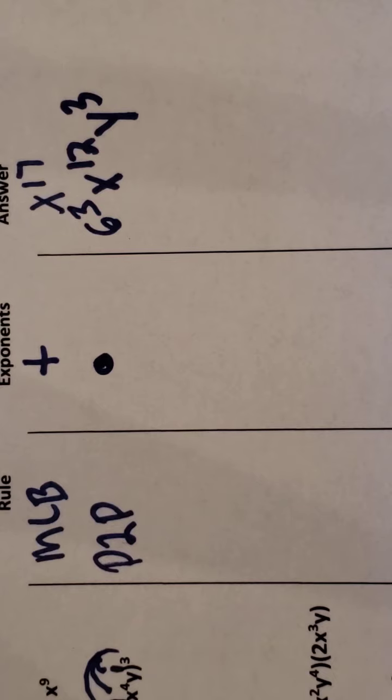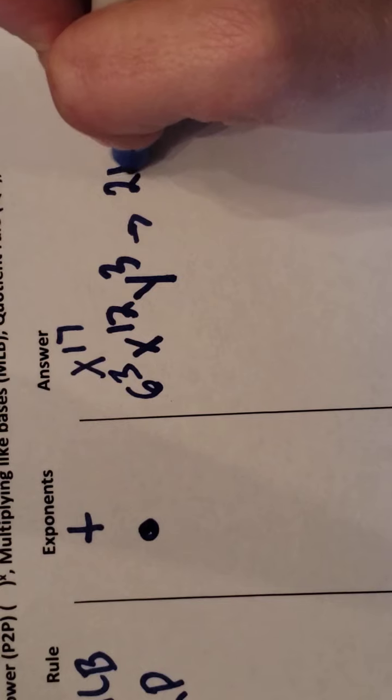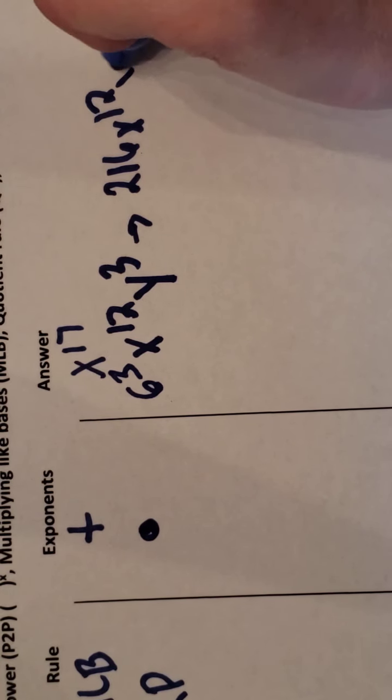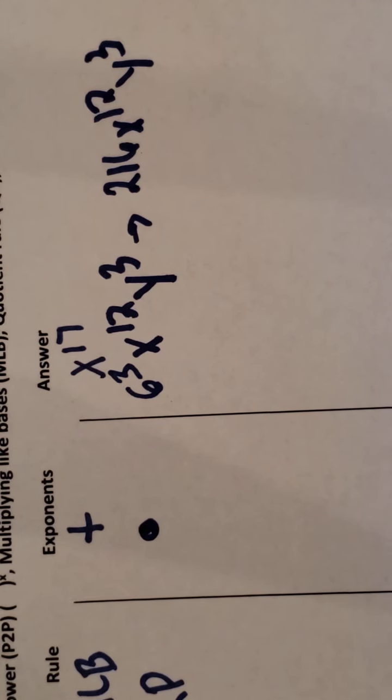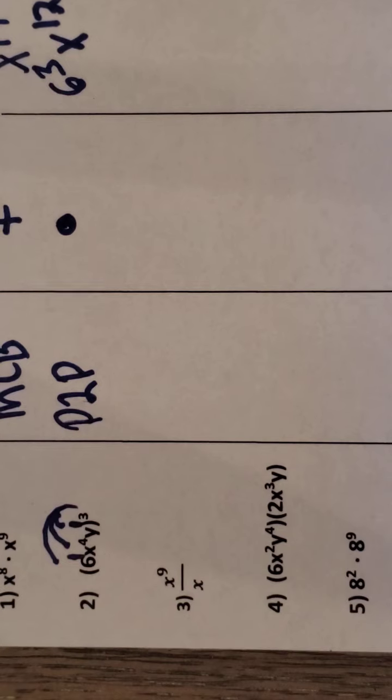And we know that 6 to the 3rd is 6 times 6 times 6, which I think is 216, and I am right. So this is your final answer. Hope I'm not writing on the table. I'm not. All right, next one.